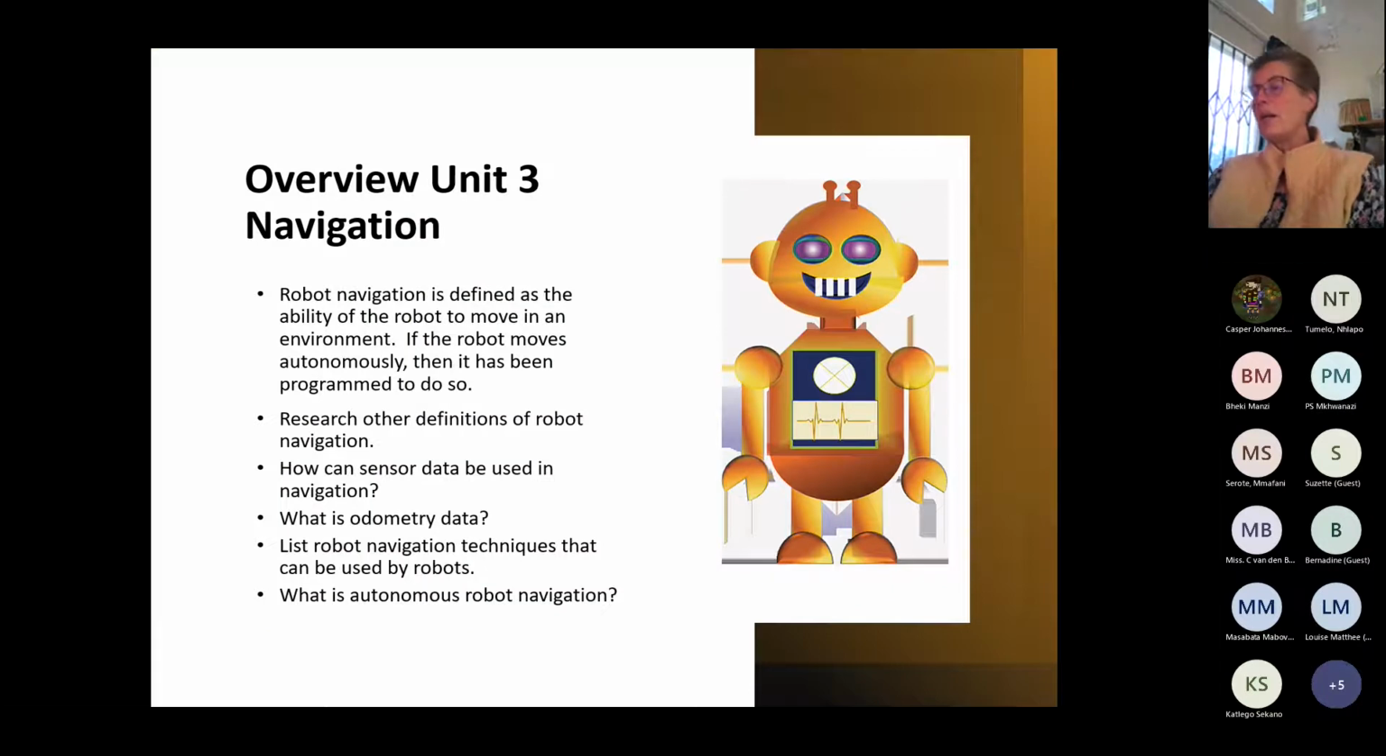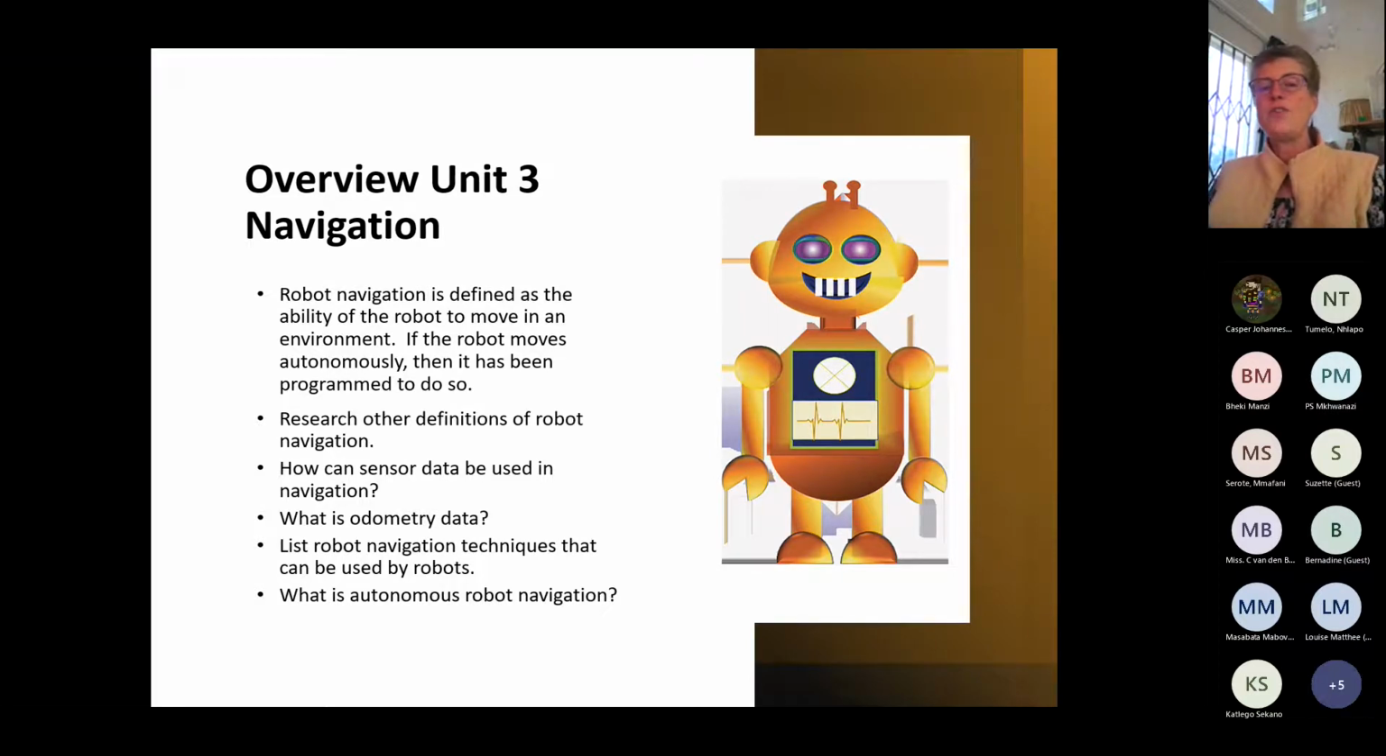All right. So what is navigation? Robot navigation is defined as the ability of the robot to move in an environment. And so the robots that we know, like the robot that went to Mars and the robots that move around, say, in hospitals, the robot moves autonomously. It has been programmed to do so. A robot cannot move unless you, as the programmer, move the robot.